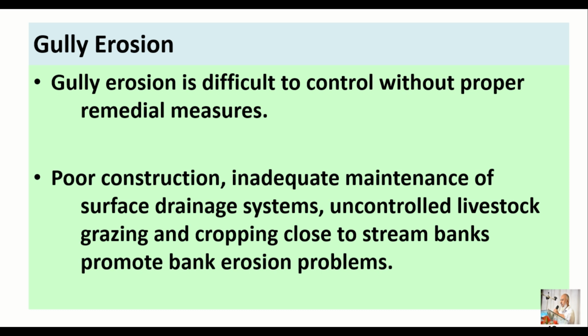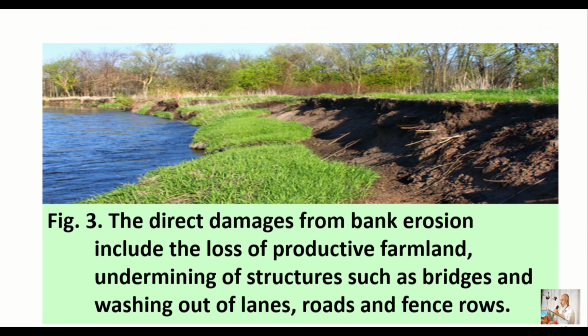Poor construction, inadequate maintenance of the surface drainage system, uncontrolled livestock grazing, and cropping close to the stream banks promote bank erosion. This is another view you can see. This is a water body head, and this is an eroded place. This whole piece has been eroded and shifted down with the moving water. This is the direct damage of bank erosion. So all these banks are eroded, and this one piece, two piece mass, has slid down.